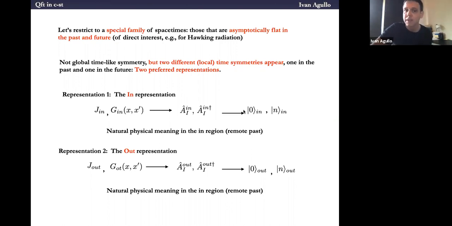If you are an inertial observer in the in region and you have a particle detector in your hand, this vacuum will produce 0 detections. So this is the natural notion of vacuum in the in region, and n is the natural notion of n-quanta state. But you can do the same in the future. Because the spacetime is time dependent in between, the relation between in and out has to be determined. So we also have the out vacuum, which is 0 particles for an inertial observer in the future. Again, both have natural physical meaning in their respective regions. So I should have here out and future, sorry, this is a typo.